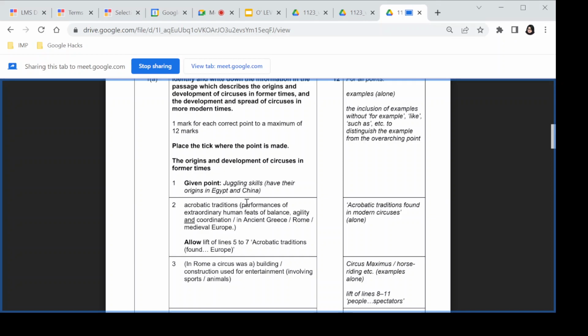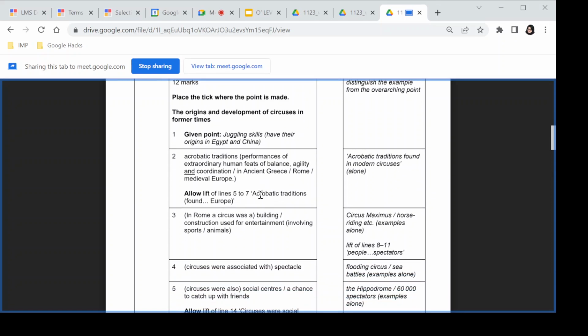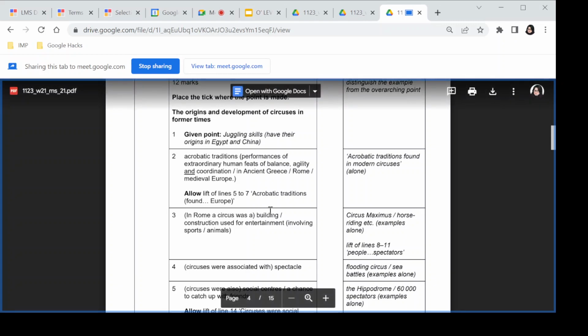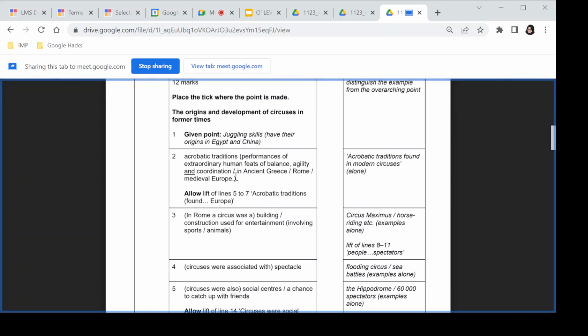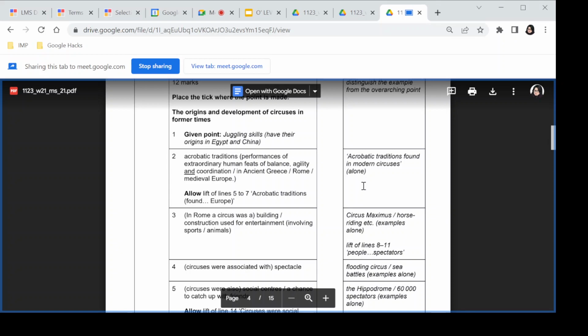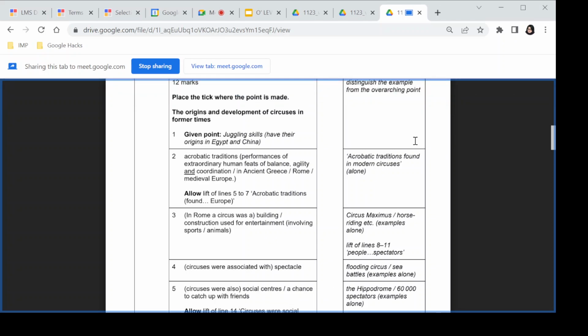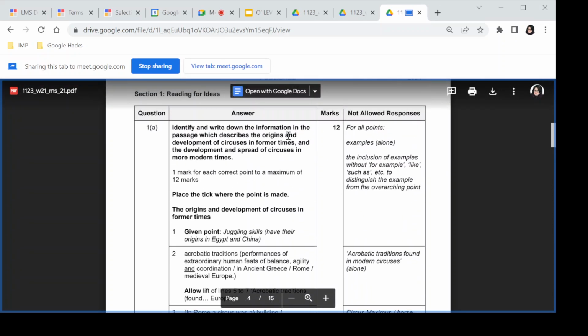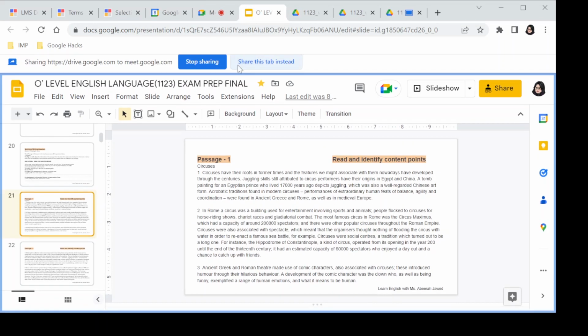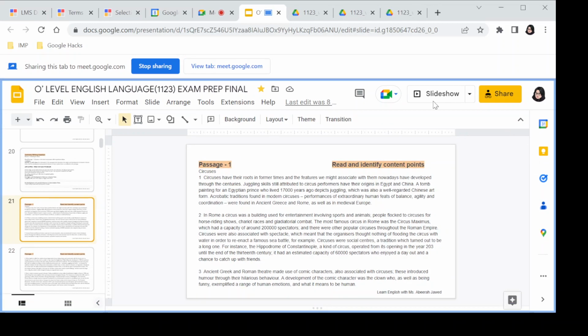Coming to that one, let's first of all move on to the passage. We are going to read the passage. We are going to select the points from there, and once we are done selecting the points, we are going to come back to the mark scheme, and then we'll compare the points that we have selected and why some points are not allowed. All right. So this is going to give us a complete overview of what is allowed and what is not allowed and why. Clear? Yes, miss.